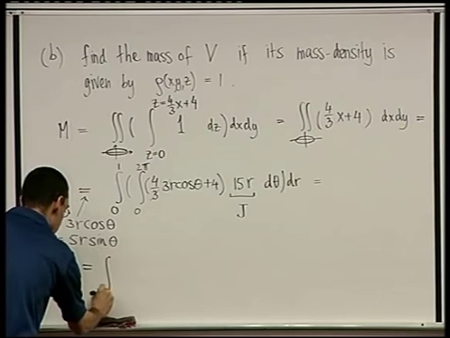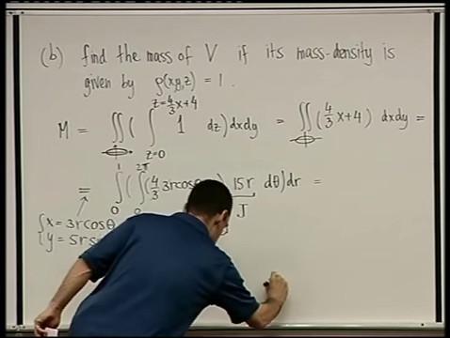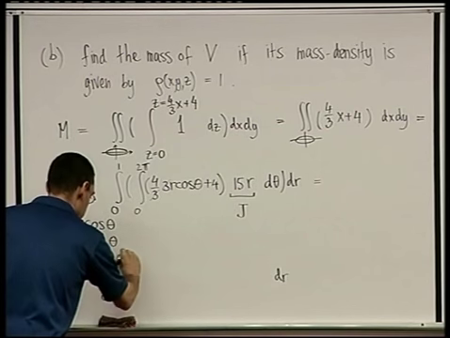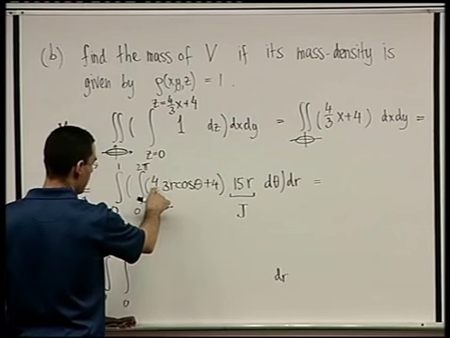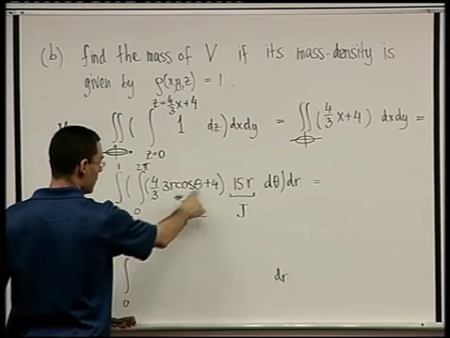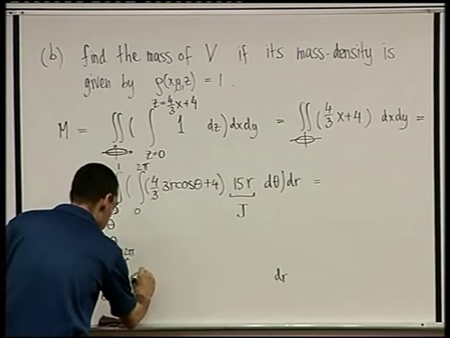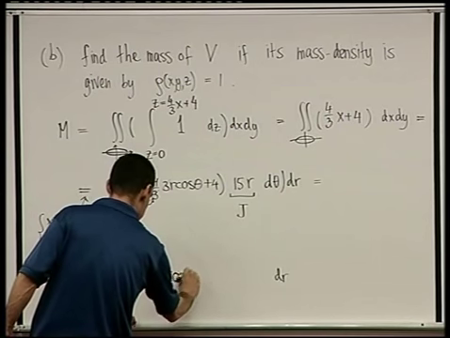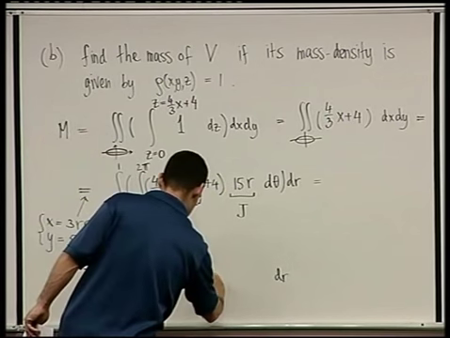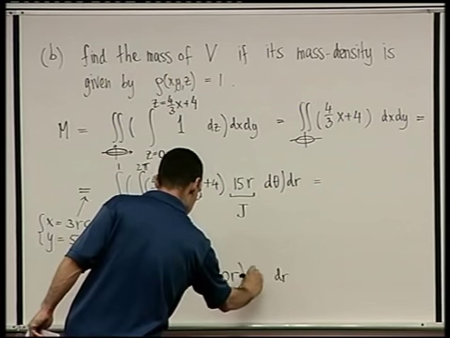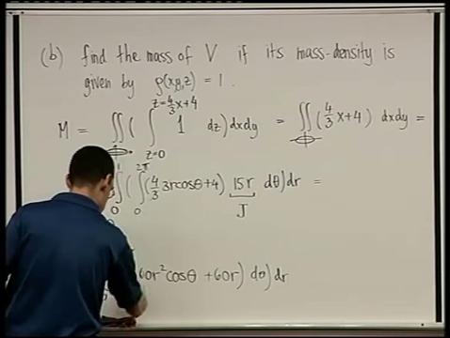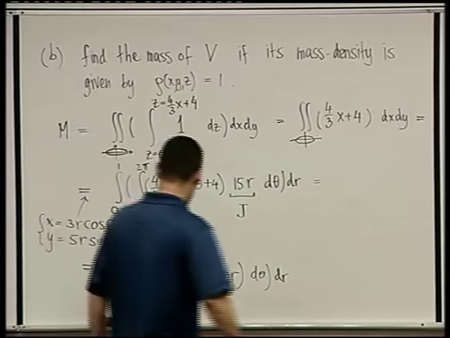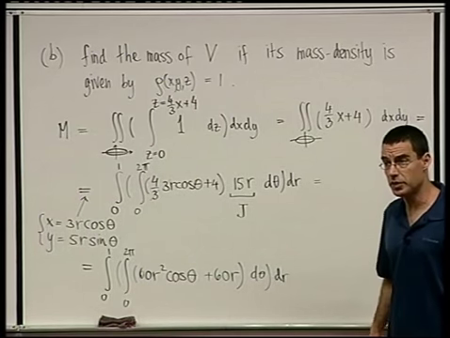Equals the integral from 0 to 1 dr. And here we have the integral from 0 to 2 pi. And what do we have here? 4r cosine theta times 15r. So it's 60 r squared cosine theta plus 60r d theta dr. Right? Okay.